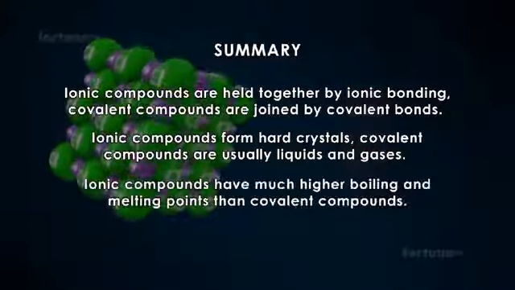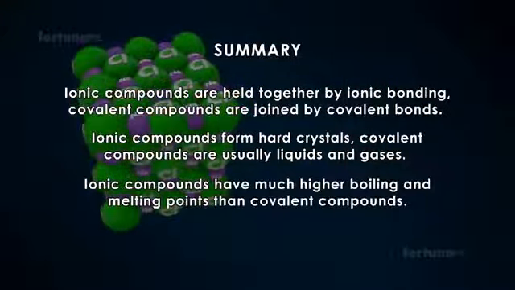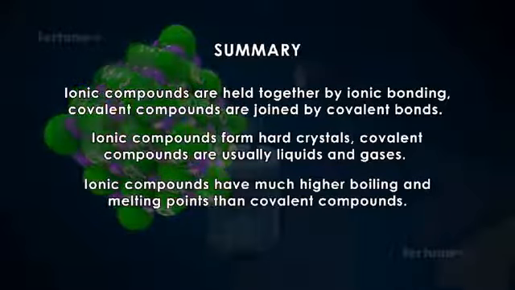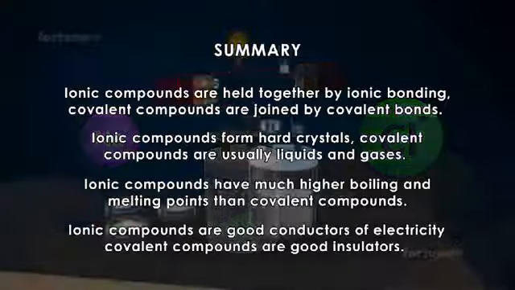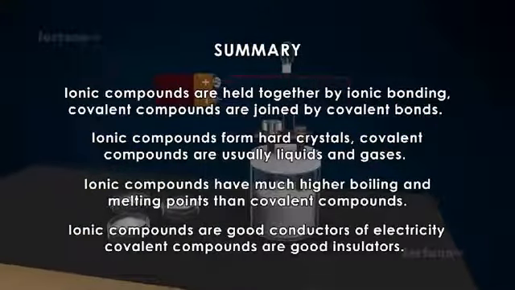Ionic compounds have much higher boiling and melting points than covalent compounds. Ionic compounds are good conductors of electricity. Covalent compounds are good insulators.